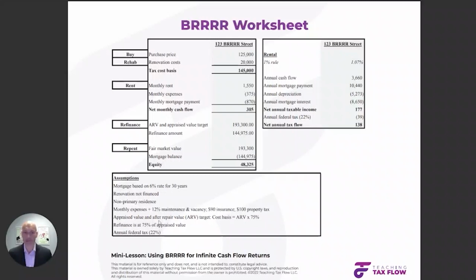We really want that after repair value to be at least the amount of the appraised value. Finally, we're assuming the annual federal tax of 22%. So let's dive into this case study.